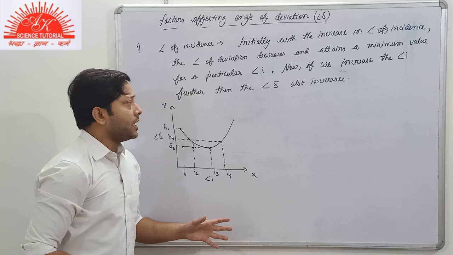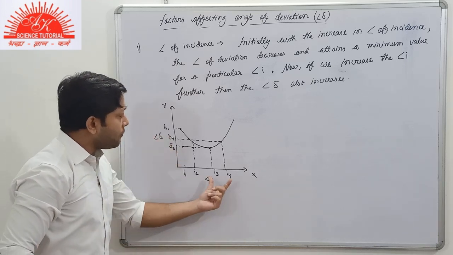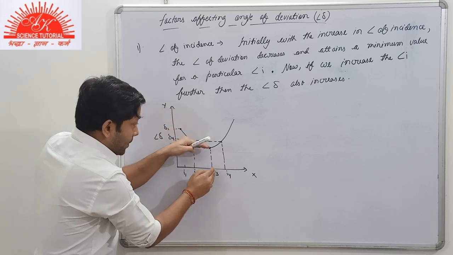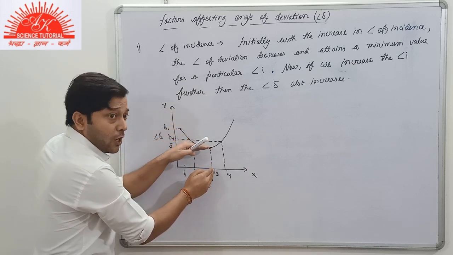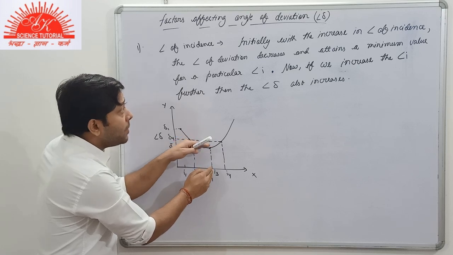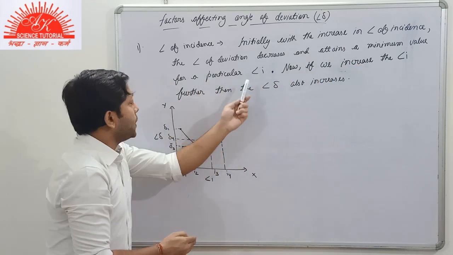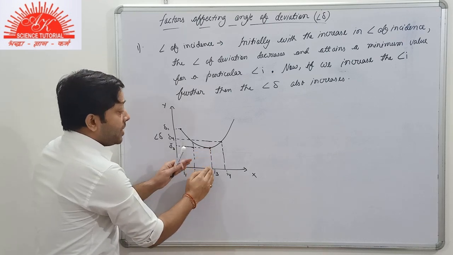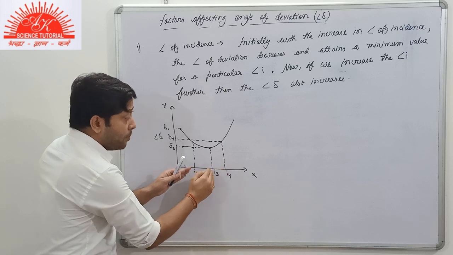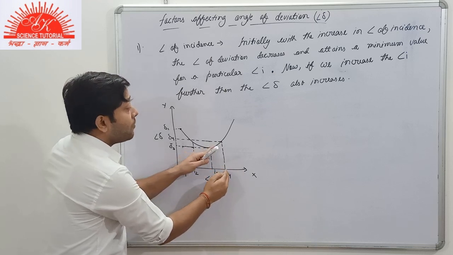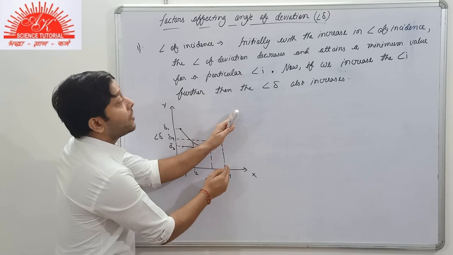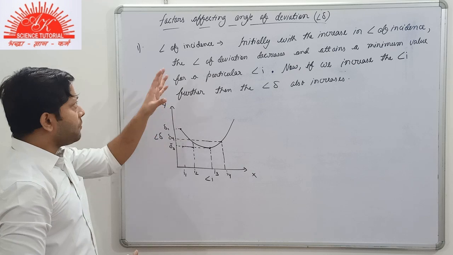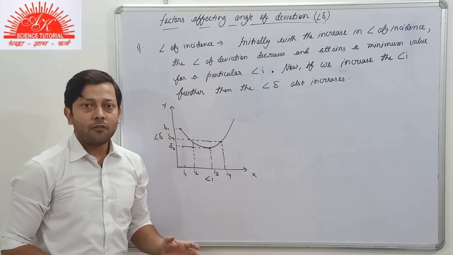So I think it must be very clear to you that initially when the angle of incidence is increased, then the angle of deviation was decreasing. But up to a certain minimum value, the angle of deviation will decrease up to a certain minimum value for a particular I. That is, here the particular angle of incidence is I3. But if we increase the angle of incidence further beyond this range, then the angle of deviation also starts to increase. I think it must be very clear to you. So this was the very first factor that can affect the angle of deviation.